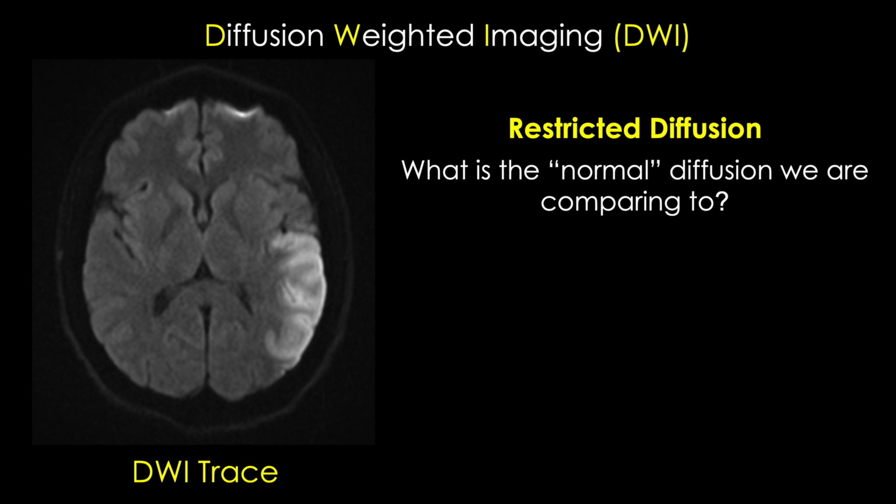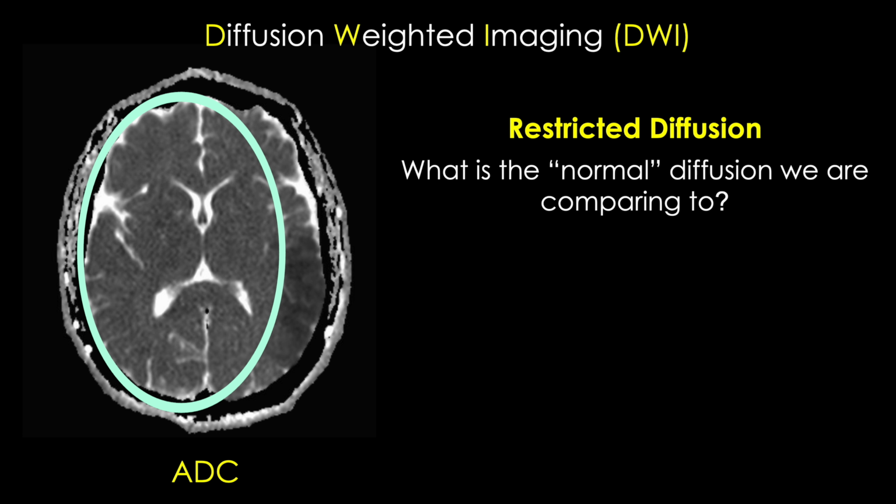One last important concept before we look at a bunch of examples. We need to know what the normal reference point is that we're comparing to in order to determine what abnormal restricted diffusion is. If the lesion is in the brain, it's easy. Our reference is the signal of the normal, healthy background brain parenchyma.